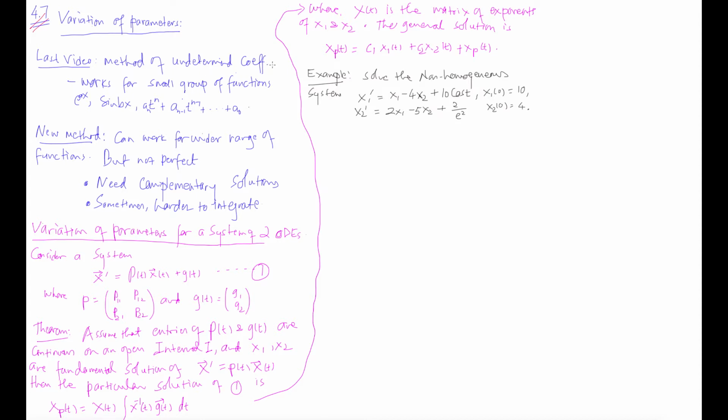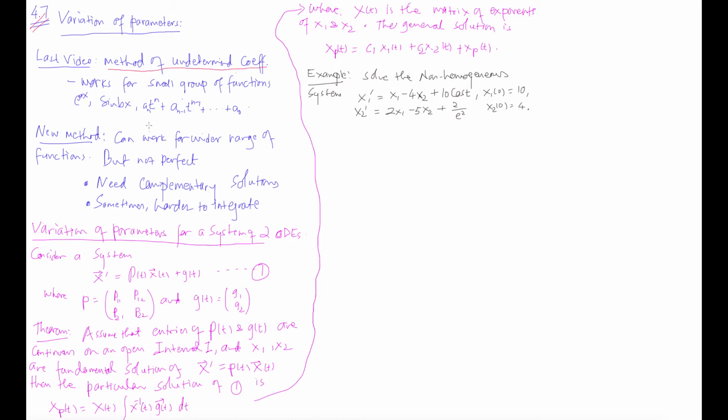If the right hand side, the non-homogeneous function g(t), is of the form e to the ax, or sine bx, or a trig function, or a polynomial function, then that method was helpful, right? That method was easy. But the method of undetermined coefficients will be very hard to do if the function g on the right side is of a different form.